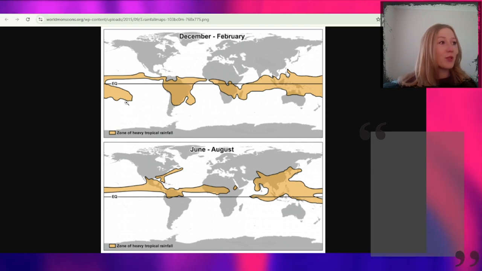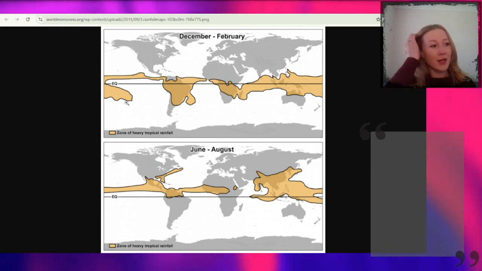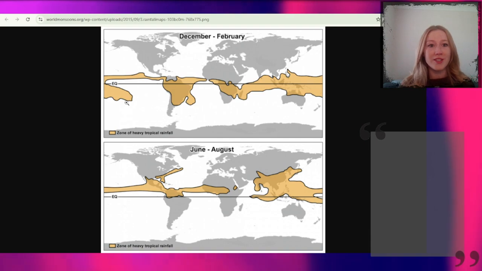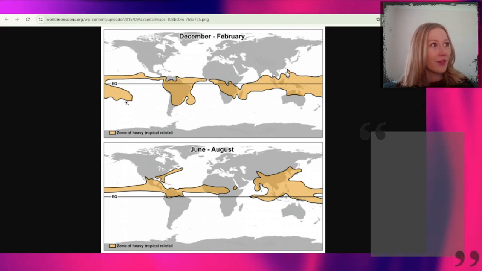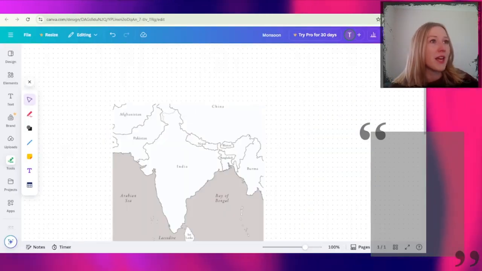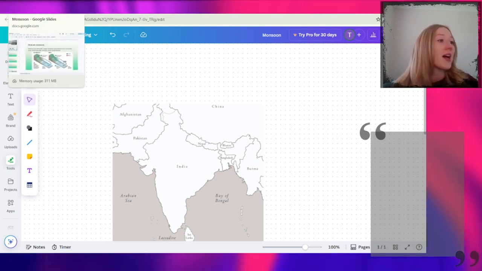Now, typically, India is the most common example or case study that we look at when we talk about the monsoons, and it's the case study that the textbook looks at, so we're going to stick to that one and take another look at it. But let's first just understand what monsoons are and how they form.